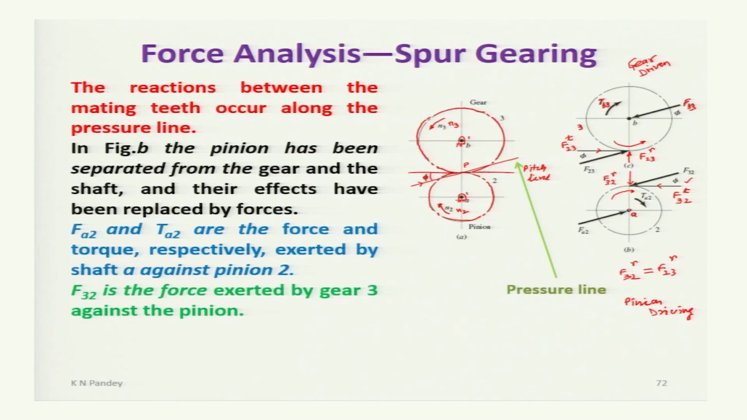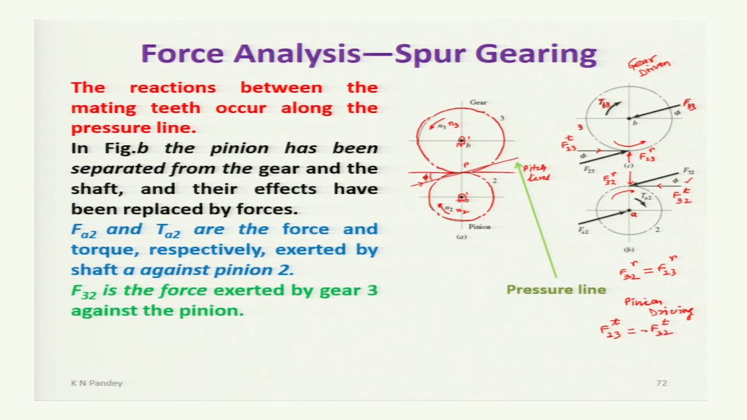Well, and the radial component is non-productive part. It will apply force on the bearing of the shaft, and so a radial force will act on the bearings due to this radial component F32R or F23R. So the main productive element which is responsible for transmission of load or power from one gear to another gear is F32 tangential or F23 tangential, and both are same. So we can say that F23 tangential is equal to just minus of the F32 tangential.